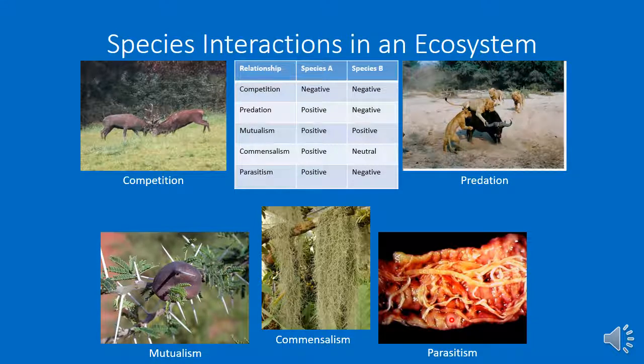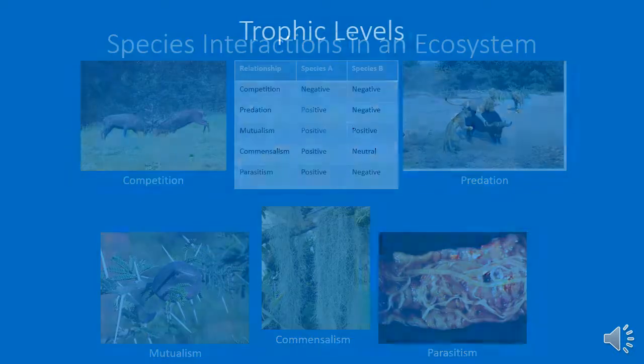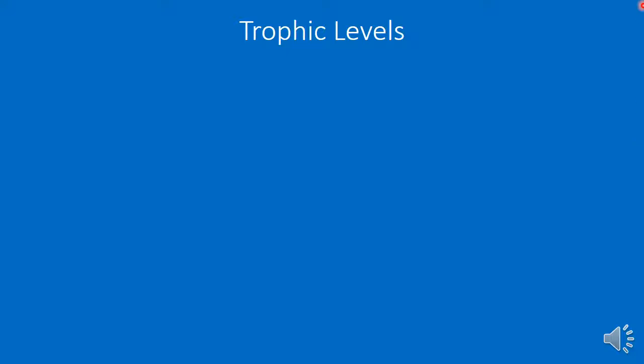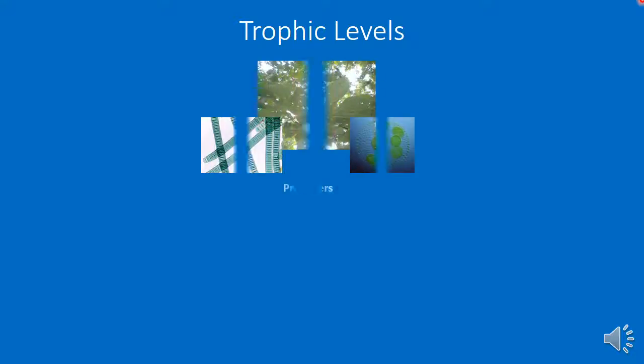Okay, so here's a little chart showing kind of the relationship between species in these 5 different kinds of interactions. So we got competition, predation, mutualism, commensalism, parasitism. These are the different ways that species can interact with each other. Okay, and showing the different scenarios there. Okay, so when those species interact, sometimes stuff eats stuff, right? Things get eaten. Okay, and so this is going to create what we call trophic levels.